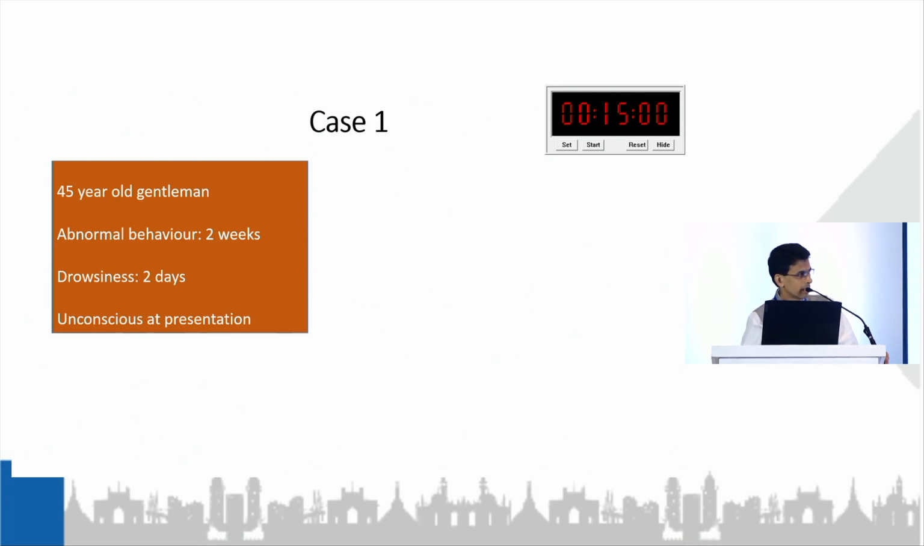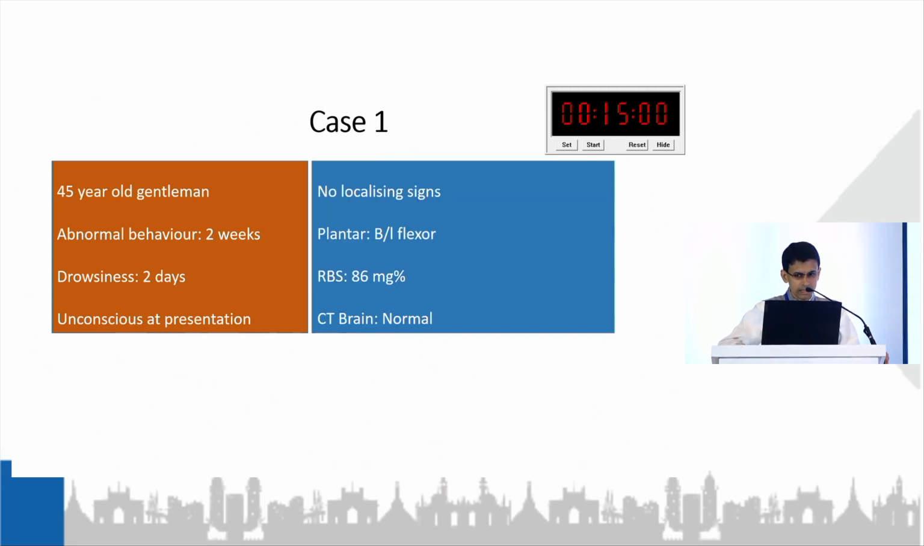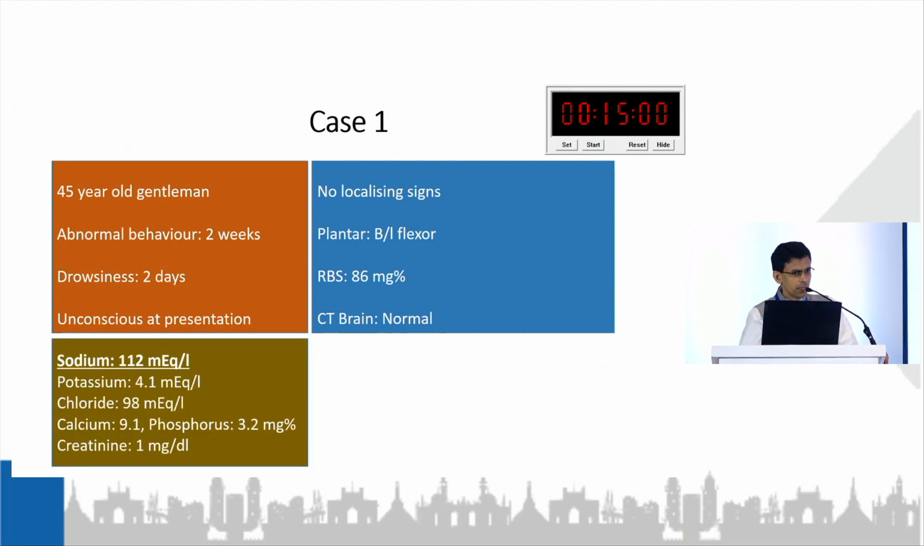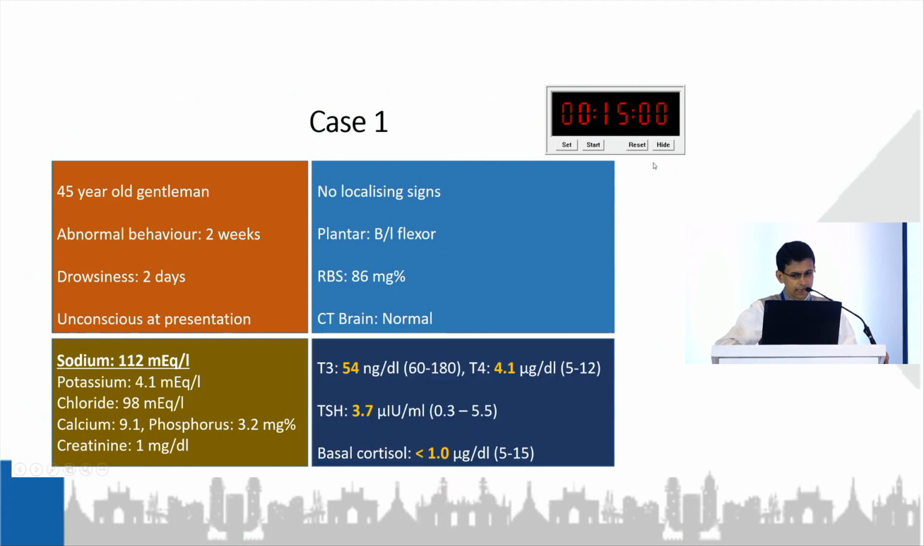A 45-year-old gentleman, abnormal behavior since 2 weeks and drowsiness since the last 2 days, and he was unconscious at presentation. On examination, there were no localizing signs. The plantars were bilateral flexor, and he didn't have hypoglycemia. CT was normal. When the lab evaluation was done, there was significant hyponatremia. The sodium was 112. He had similar histories in the past also, 2-3 episodes of hyponatremia given by the patient's relatives.